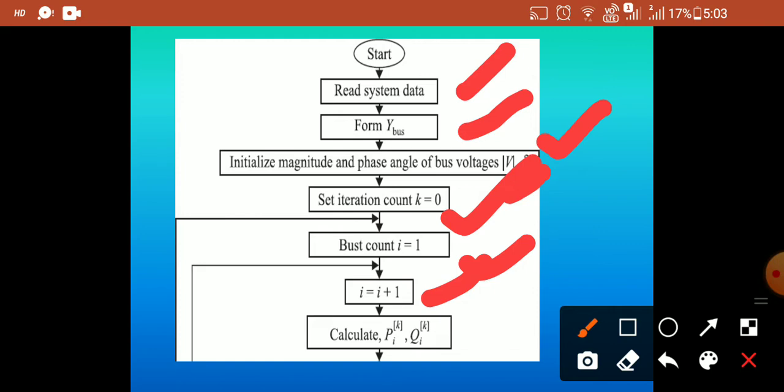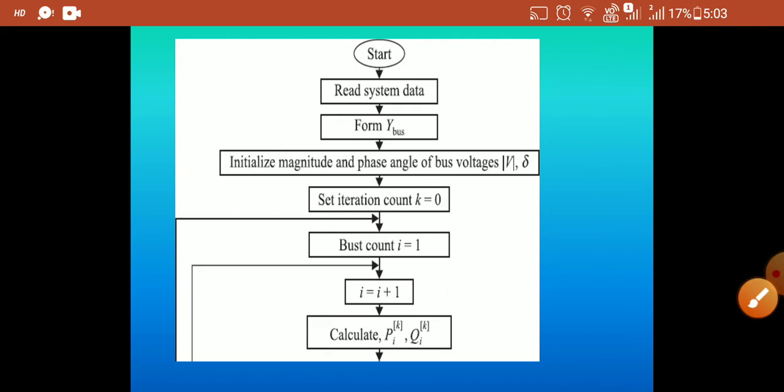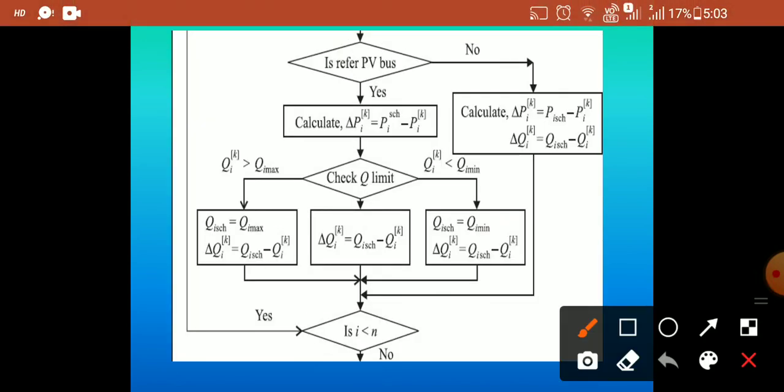Then we have to calculate P_i of k, that is the 0th iteration with respect to the 0th iteration. Then next we have to check whether the given bus is a PV bus. If yes, then we have to calculate the change in magnitude, scheduled minus calculated. So we have to calculate the new values of del P and del Q. We have to check the Q limit.